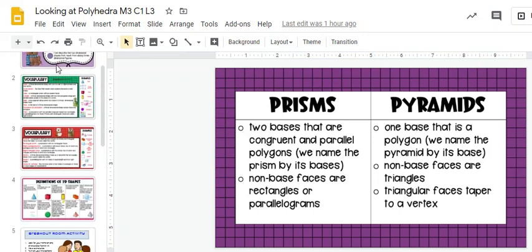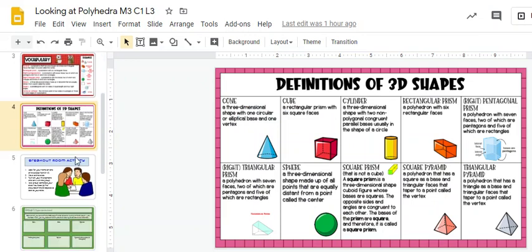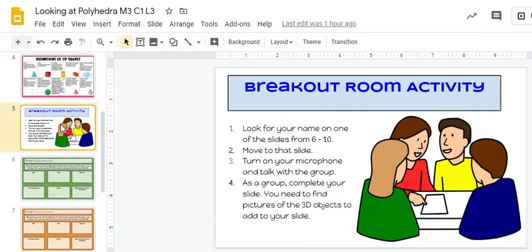So again, we will be meeting and we will have our usual targets, different definitions, and a breakout room activity.